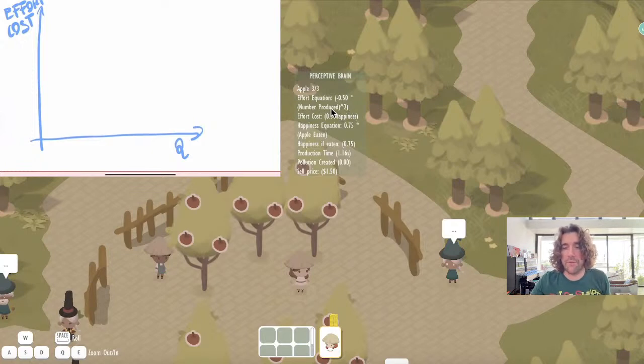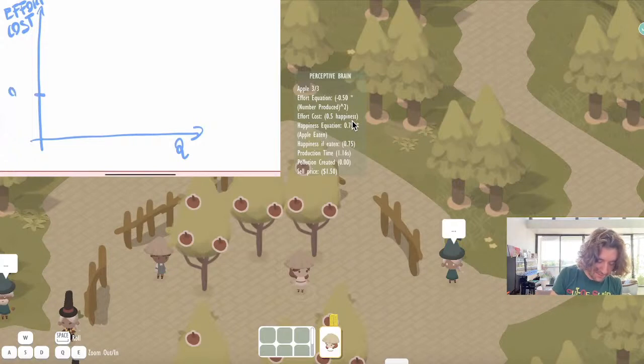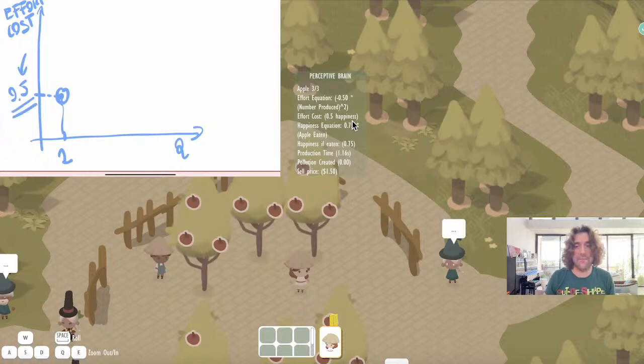Now, if I produce the first unit, the effort cost is going to be equal to 0.5 multiplied by the number of apples produced, which is 1 at the power 2, which gives an effort cost that is calculated here of 0.5 happiness. So the first apple costs me 0.5 happiness right there. Very well. This is what we call the marginal cost of collecting the apple. Is the extra cost that you need to incur if you want to pick up the first apple.